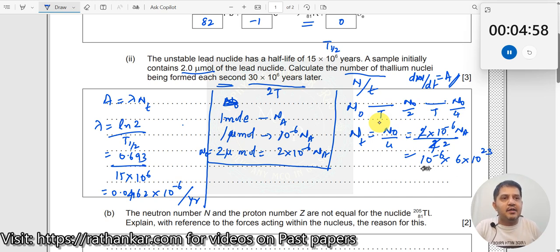6.02 you get here, I'll just take it as 6, divided by 2. 2 ones are 2, 2 threes are 6, which should now be equal to 3 into 10 to the power of 23 minus 6, which is 17. Now what is this? Number of nuclei after that time.